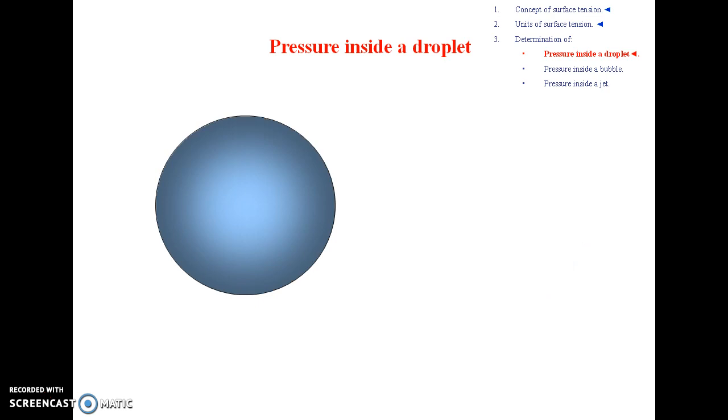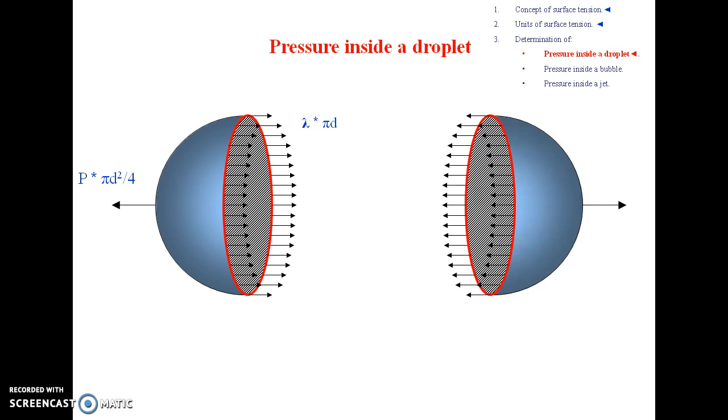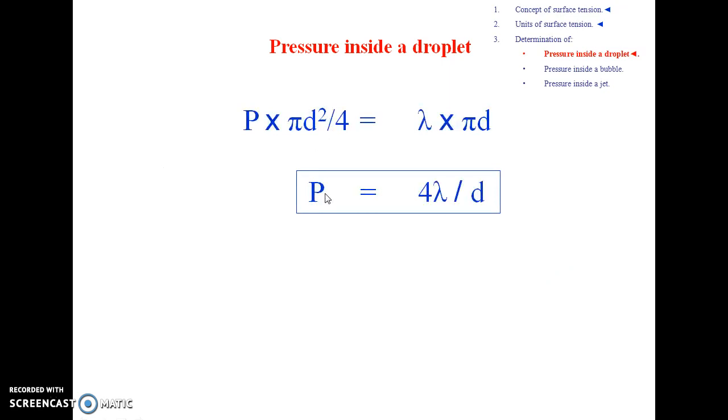If you view it differently, this droplet when split into half appears like this. The pressure force is pressure multiplied by the area pi d squared by 4, which is this shaded area, and it is being opposed by the force due to surface tension, which is lambda multiplied by the length of this red line, which is the length of the surface, pi d, the perimeter of the surface. Same is the case with the second half. For equilibrium, these two forces, pressure force as well as the force due to surface tension, should be equal. If we equate them, we get the pressure inside the droplet equal to 4 lambda by d.